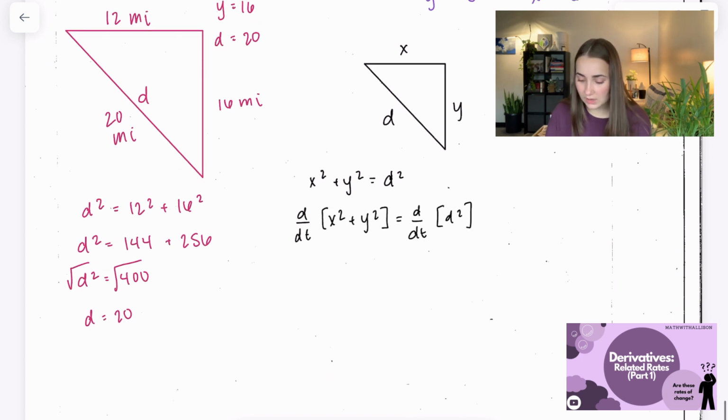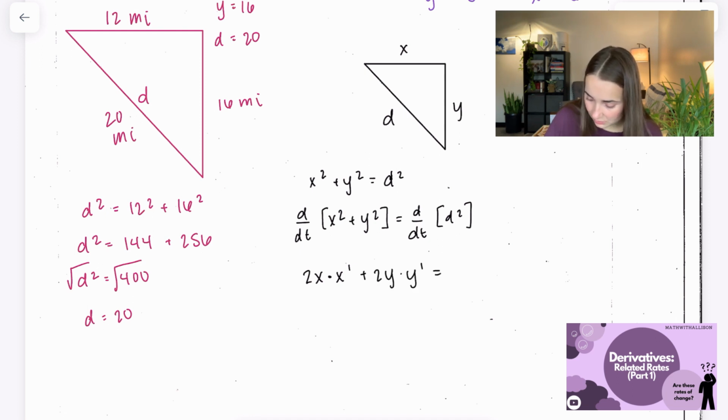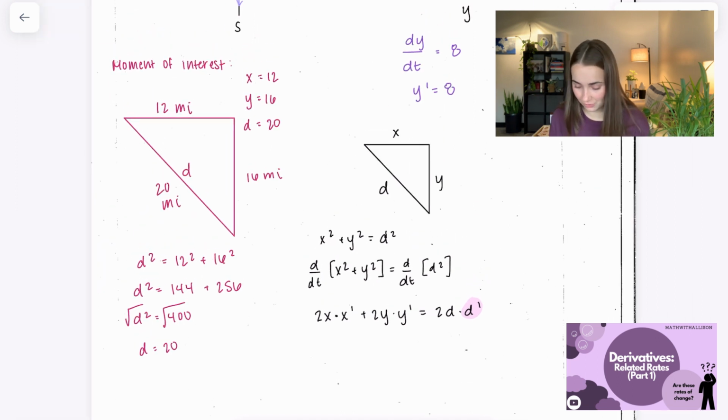And so when I do that, when I take the derivative of x squared, this is going to be 2x times the derivative of x, or x prime, plus 2y times the derivative of y, and this is equal to 2 distance times the derivative of distance. And remember, we're trying to find this guy right here. And we can now go ahead and plug in all this information that we know.